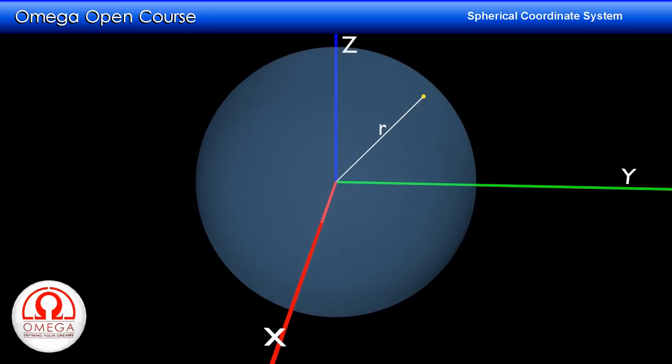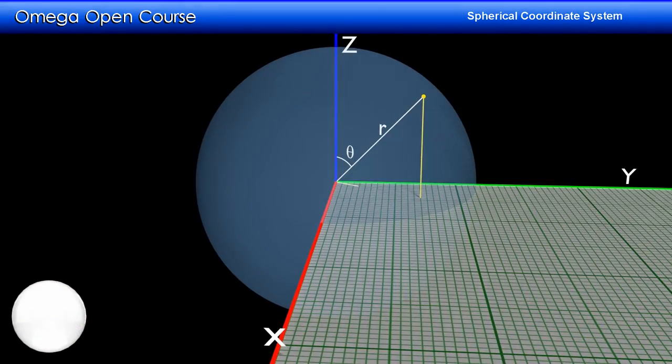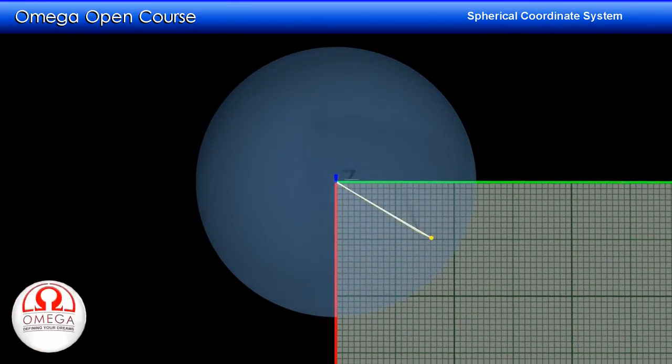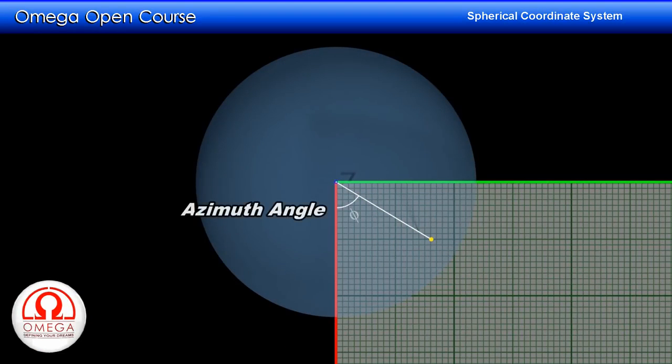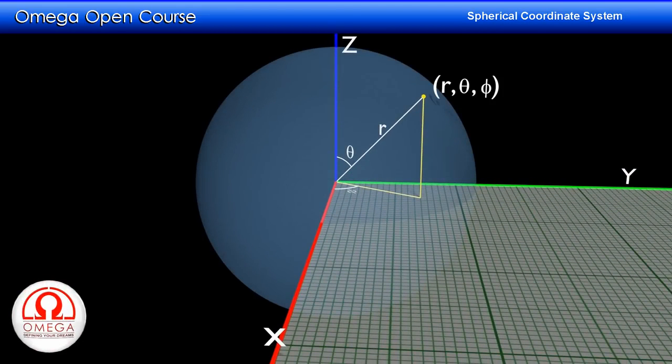The second parameter is the angle this line makes with the z-axis, called the polar angle, and it is usually represented by theta. Now let us draw a perpendicular from the point to the xy plane. Now join the foot of the perpendicular from the origin. The third parameter, called the azimuth angle, is the angle this line makes with the x-axis and is usually represented by phi. Thus the coordinates of a point in a spherical coordinate system is r, theta, phi.